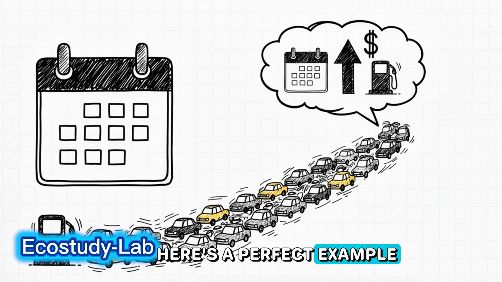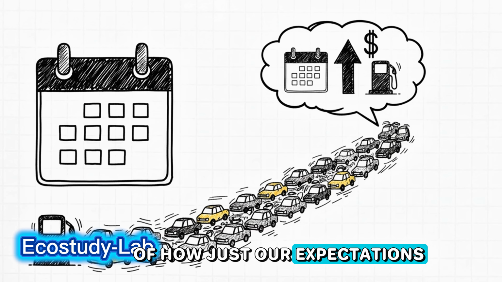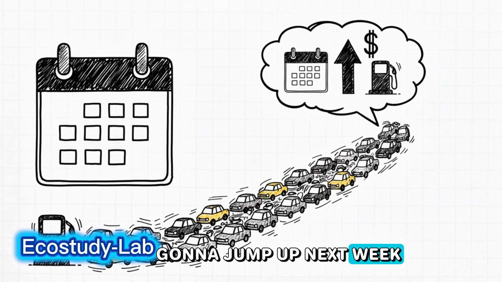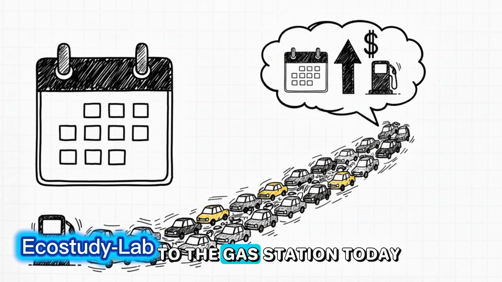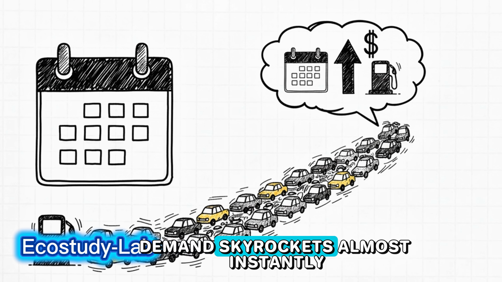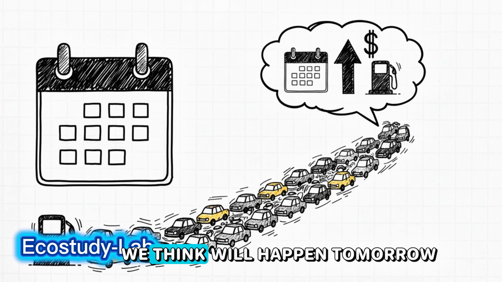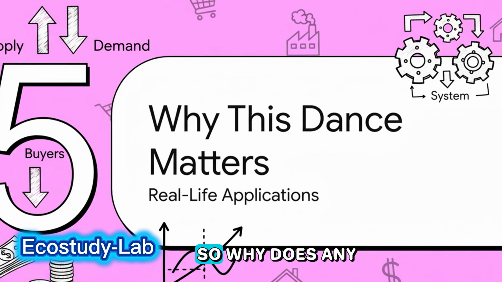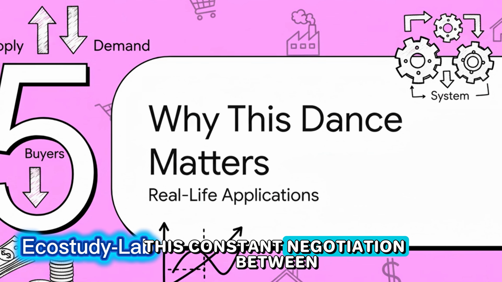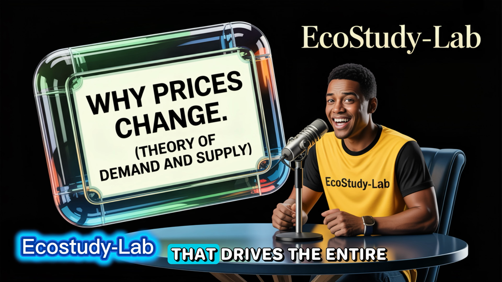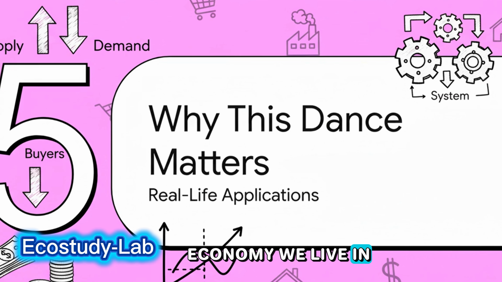Here's a perfect example of how just our expectations can shift the market. If there's a rumor that fuel prices are going to jump up next week, what happens? Everyone rushes to the gas station today. Demand skyrockets almost instantly, not because the price changed today, but because of what we think will happen tomorrow. So why does any of this dance matter? Because it's not just some theory you read in a textbook. This constant negotiation between all of us buyers and all of the sellers, well, it's the engine that drives the entire economy we live in.